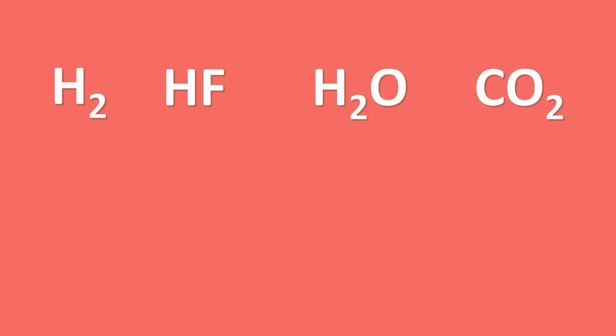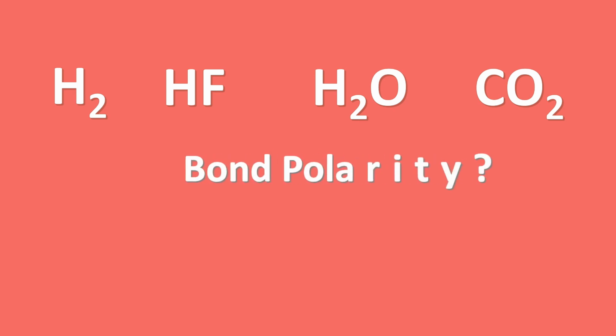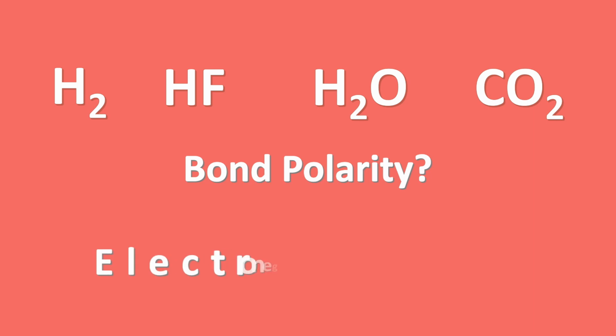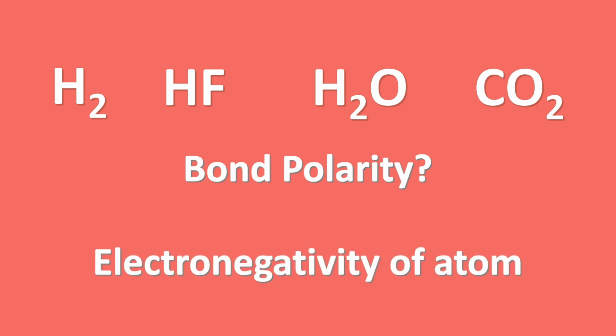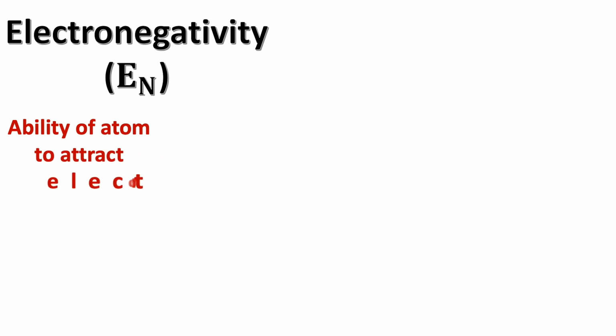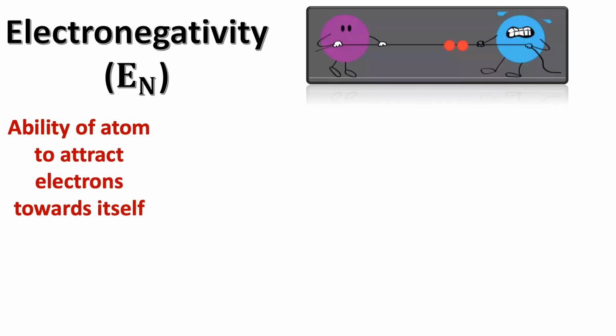Let's say we have molecules such as hydrogen, hydrogen fluoride, water, carbon dioxide, and other molecules. How do we determine the bond polarity of the molecule? Well, the electronegativity of the atoms that are bonded together will determine whether a molecule has a polar or nonpolar bond. As we have learned before in the periodic table chapter, the electronegativity of an atom, usually called EN, is the ability of an atom to attract electrons towards itself.